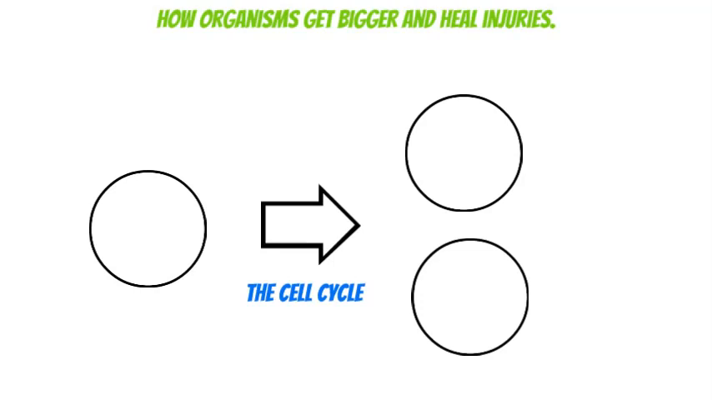Again, this is how cells reproduce themselves, the cell cycle. It's how organisms get bigger and heal injuries. It involves changes in the type of DNA in each part of the cell cycle. It involves very tight regulation, and it's very important for biology.